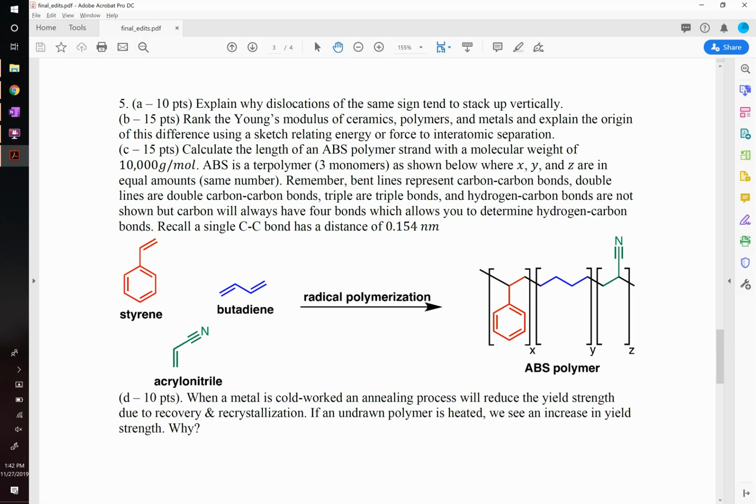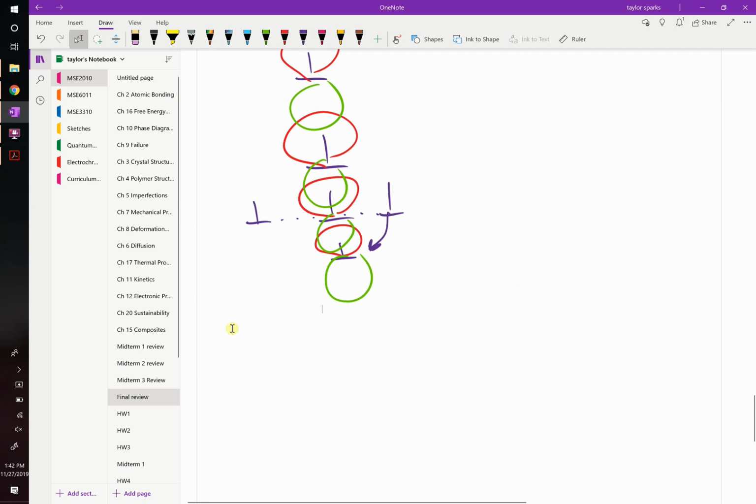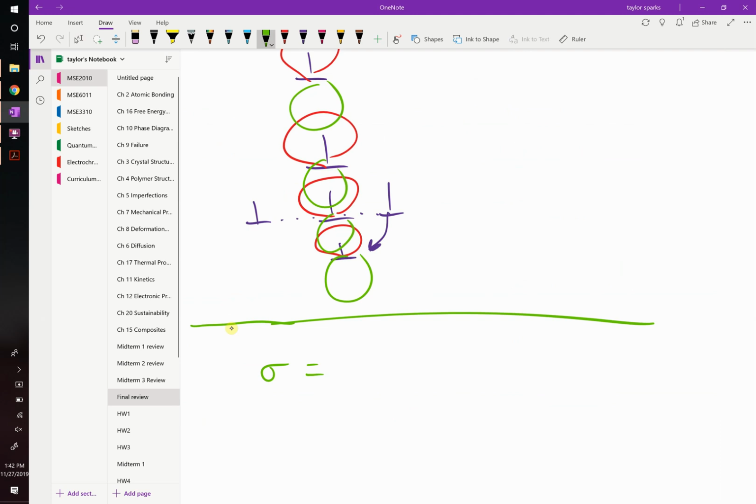How about this? Rank the Young's modulus of ceramics, polymers, and metals. Explain the origin of this difference using a sketch relating energy and force to interatomic separation. So first off, what is Young's modulus? That's the modulus of elasticity. That's the stiffness of your material. Or in other words, if you take stress, you can figure out the strain that you get by multiplying it by Young's modulus. It's your constant of proportionality. It tells you how much strain you get for a given stress, okay?